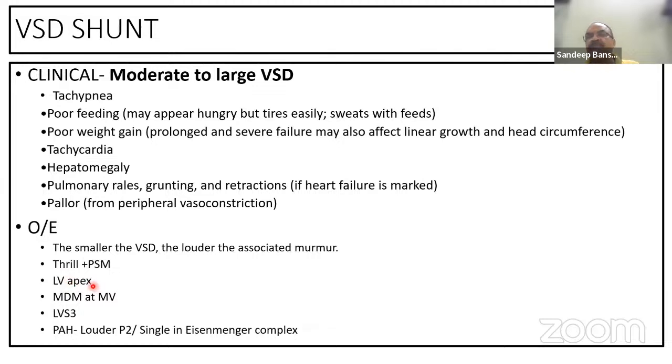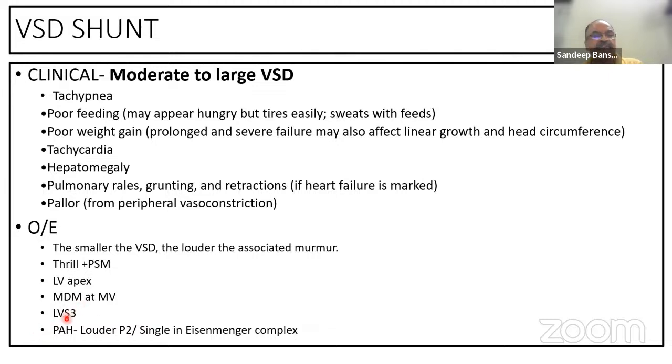The LV apex is better felt because the LV gets enlarged. We can imagine that the left ventricle is pushing the blood into the right ventricle, and the same blood is going across the pulmonary vasculature and coming back, filling up the LA and then the LV. So the LV apex is prominent. When the shunt is significant, the amount of blood getting shunted across the mitral valve is large enough to produce a mid-diastolic murmur at the level of the mitral valve.